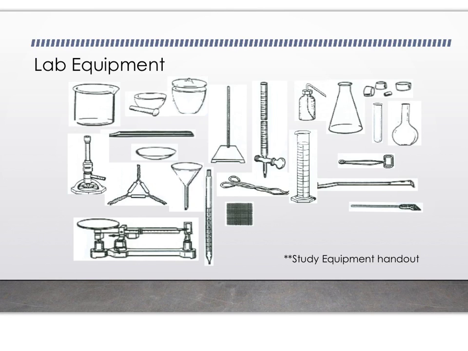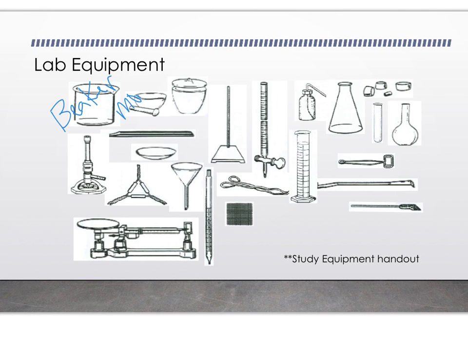So there's different pieces of lab equipment that you need to become familiar with. The first one, this is a beaker, and this is used to hold large amounts of liquids for storage. You can stir different reactions. You can even put it on a hot plate to heat it up.